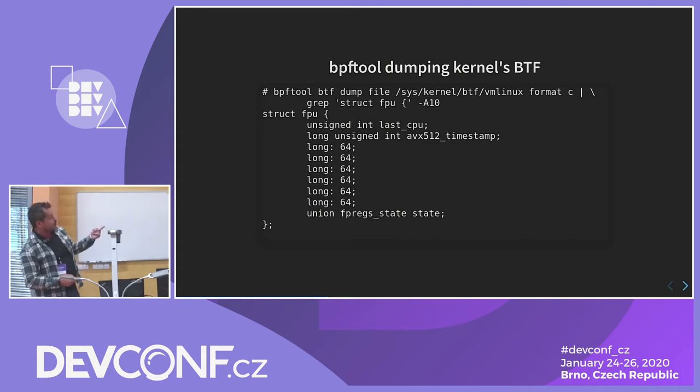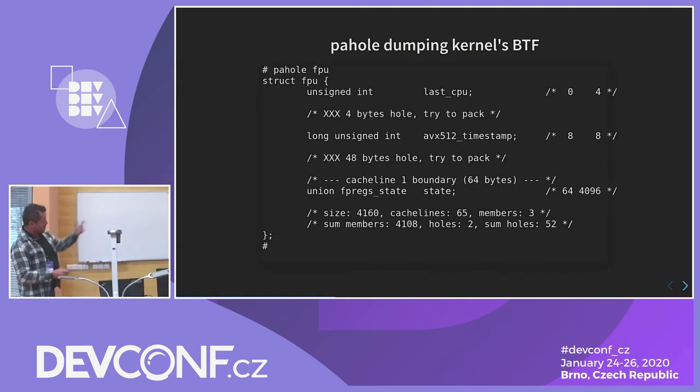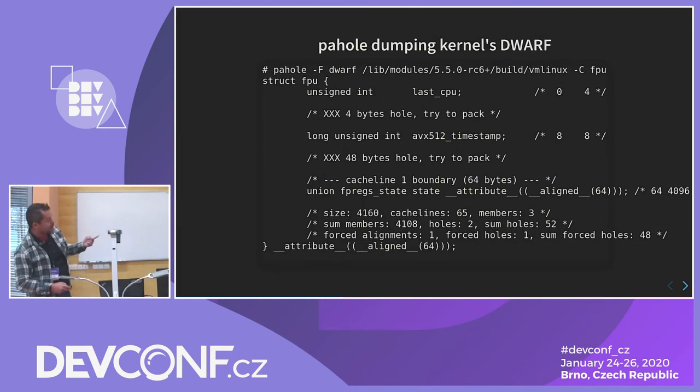So I was asking for a struct fpu, and then you're going to see that it puts these funny things here, types with fields without a name, because it has a need for that. BTF doesn't have information about alignment, explicit alignment. So if you look at pahole dumping the kernel BTF for that same structure, you're going to see that there's a 48 byte hole here between this and the other one. If I ask for the same thing using DWARF, DWARF has information about the attribute aligned. So you know why this 48 byte hole is here, because the developer asked that the state for the floating point registers be aligned at 64 bytes.